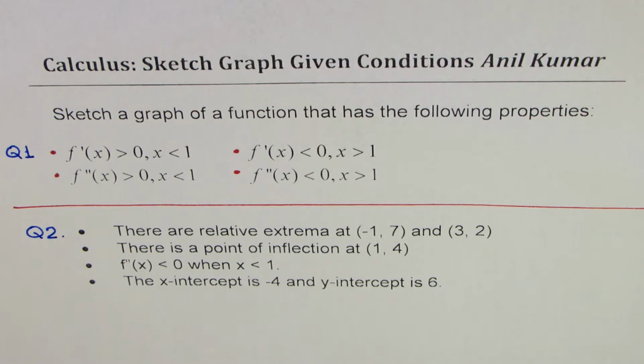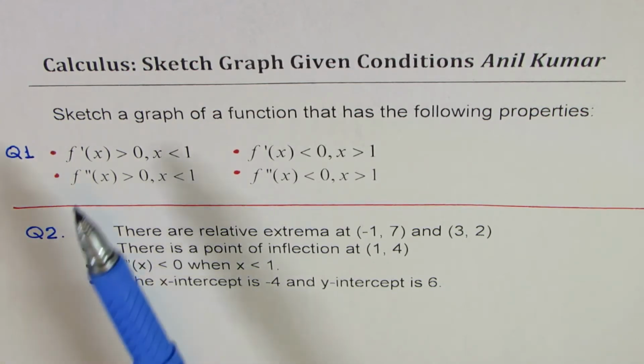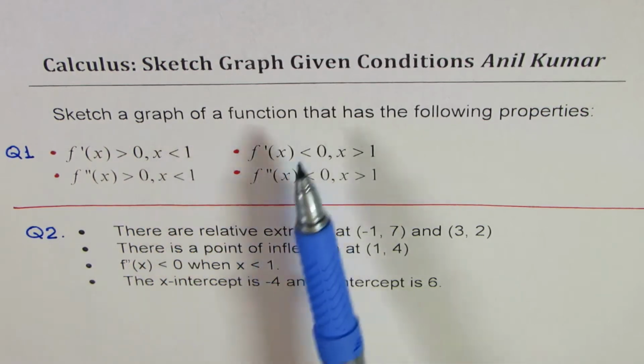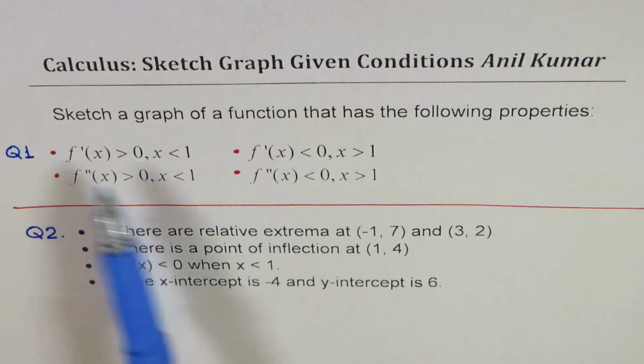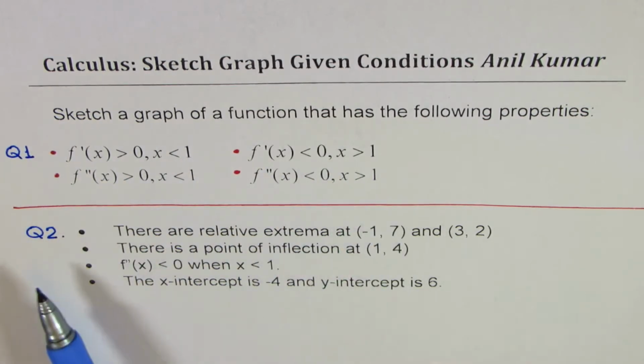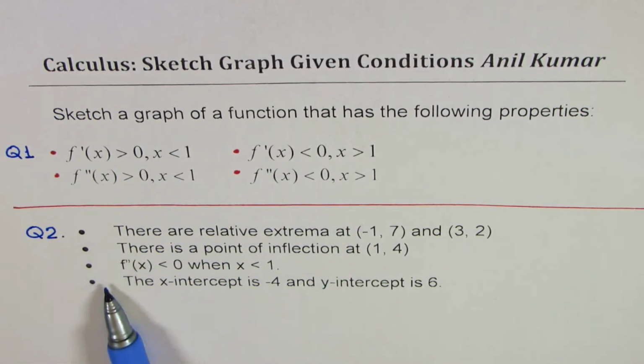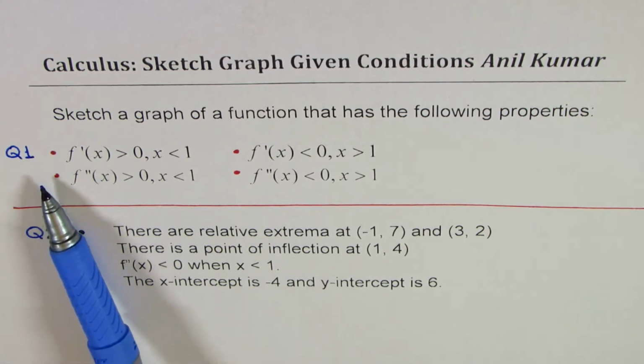I'm Anil Kumar, sharing questions from my subscriber who wants to understand how to sketch the graph of a function from given conditions. So we have two questions here. We need to sketch the graph of a function that has the following properties. Question number 1 has this set of properties, and for question number 2, we have these 4 properties. Let's look into them one by one.